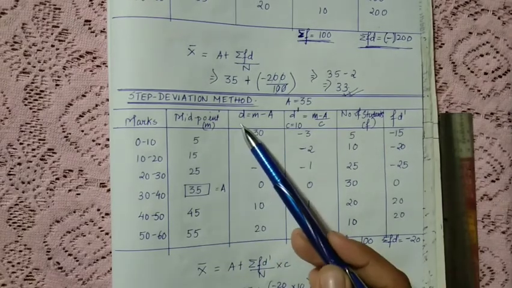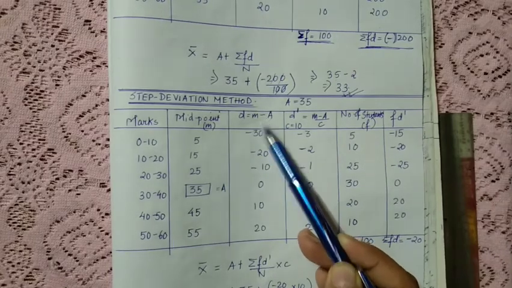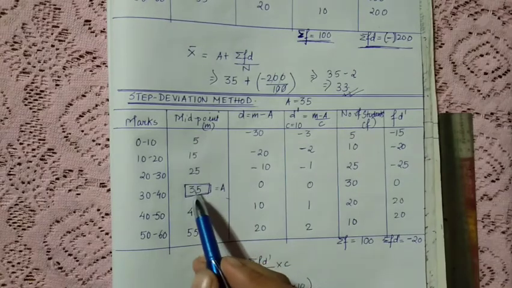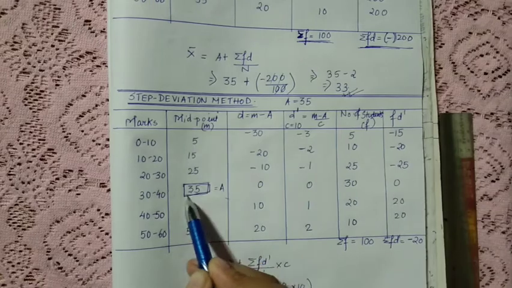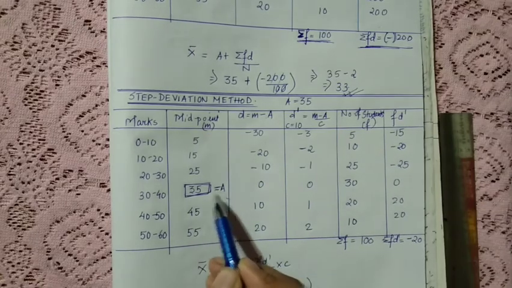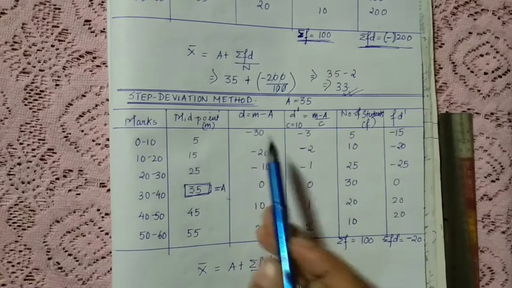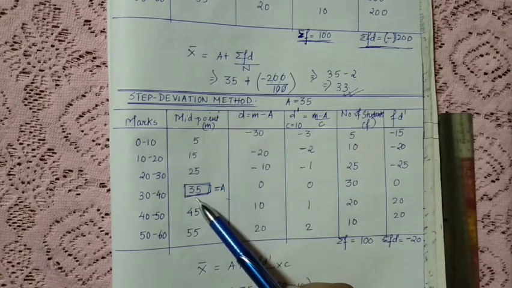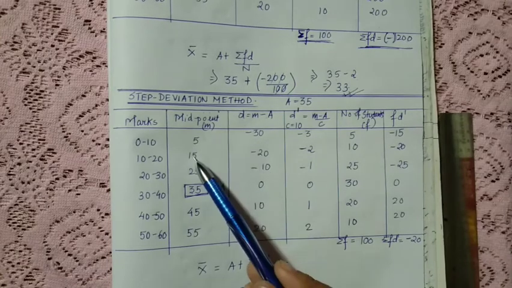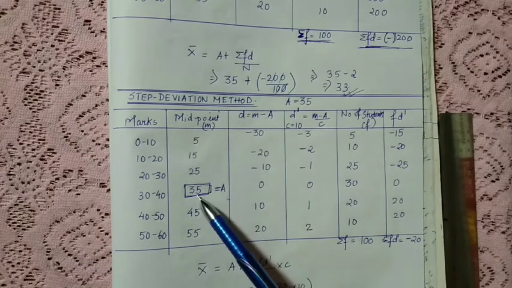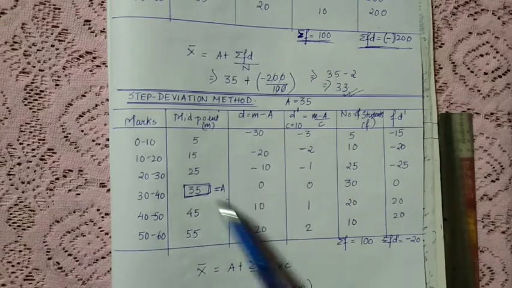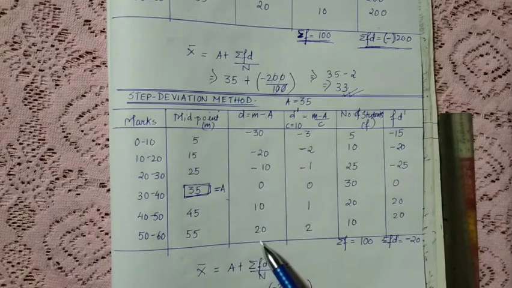Then we need to find out the deviation. How to find out deviation? We need to assume one value, that is the central most value. 35 or 25, you can select any one of them. I selected 35 as the assumed mean, so a equals 35. Now you will find out the deviation: 5 minus 35 is minus 30, 15 minus 35 is minus 20, 25 minus 35 is minus 10, 35 minus 35 is 0, 45 minus 35 is 10, 55 minus 35 is 20.